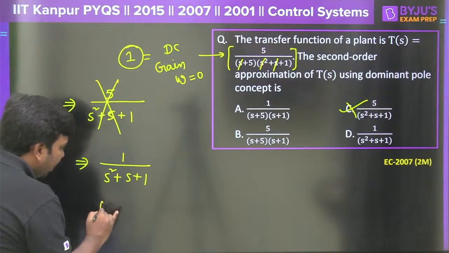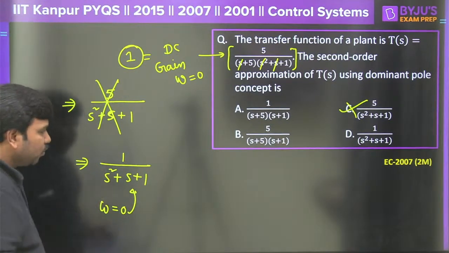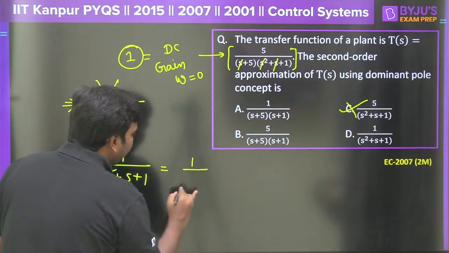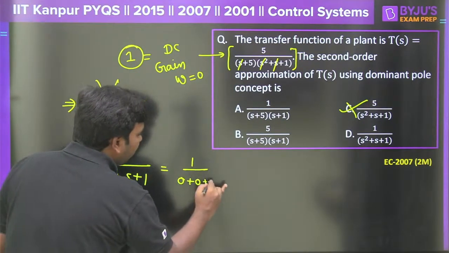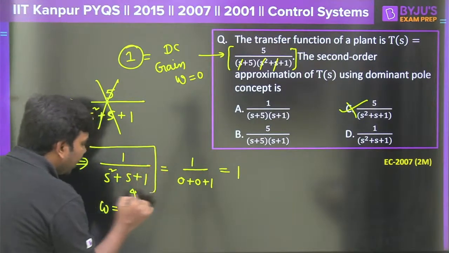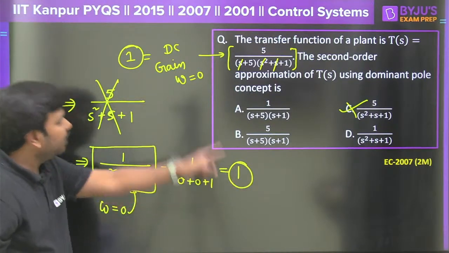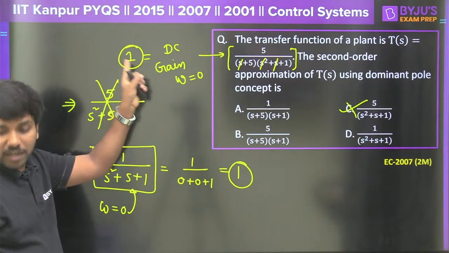So now look at the DC gain. Just substitute omega equal to 0 in this. If you substitute omega equal to 0 in the magnitude function, then it becomes 1 divided by 0 plus 1, obviously equal to 1. So this is going to be the correct answer, as it provides a DC gain equal to 1, which is equal to the DC gain of the original transfer function.